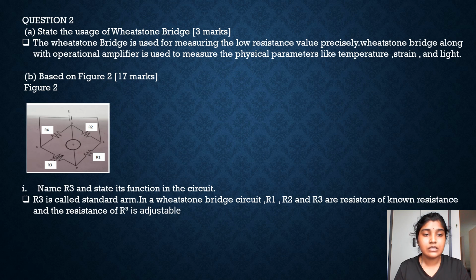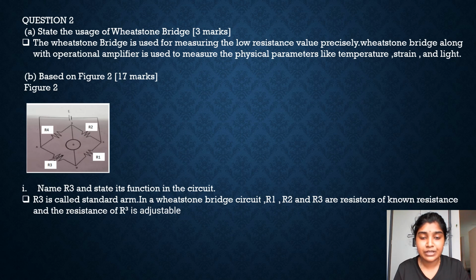Question 2 is, state the usage of the Wheatstone bridge. The Wheatstone bridge is used for measuring low resistance values precisely. The Wheatstone bridge along with an operational amplifier is used to measure physical parameters like temperature, strain and light. B. Name R3 and state its function in the circuit. R3 is called the standard arm.